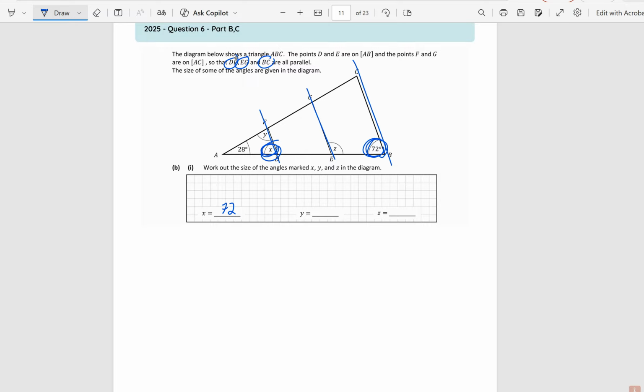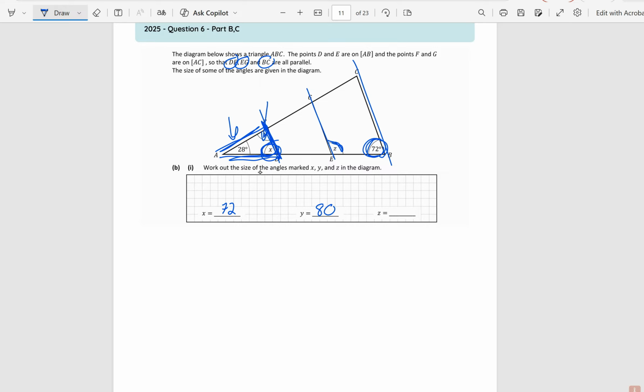If we look for y then, which is here, look, here's a triangle. See it? We know that the angles in a triangle add to 180. So if we take the 72 plus the 28, take it away from 180, we'll be left with 80. So y is 80.